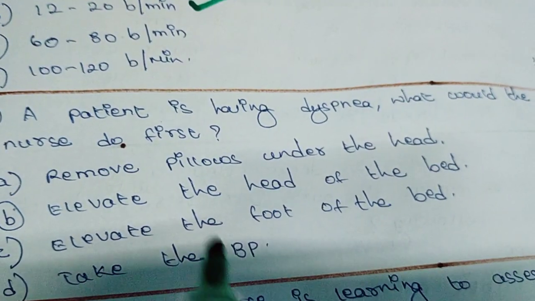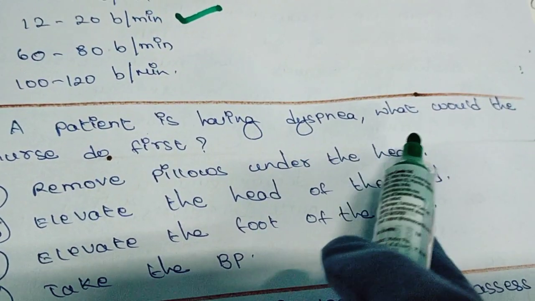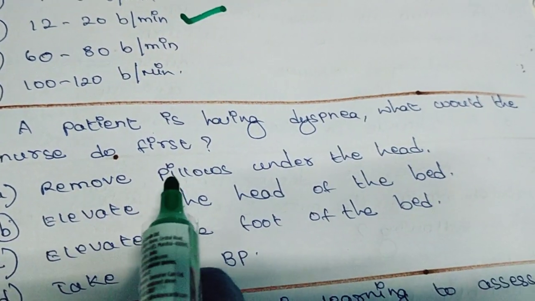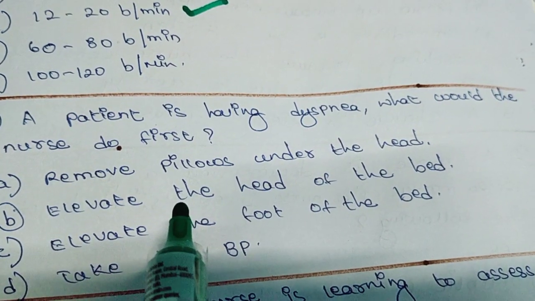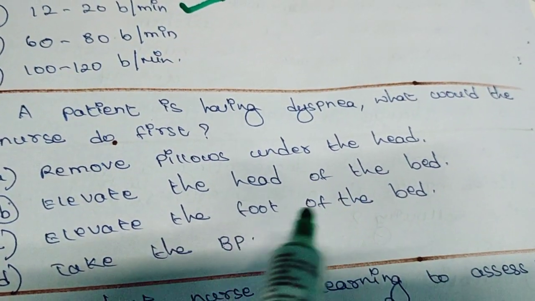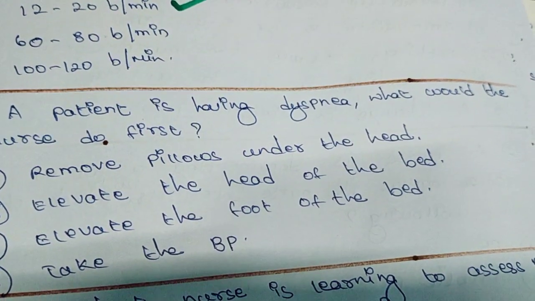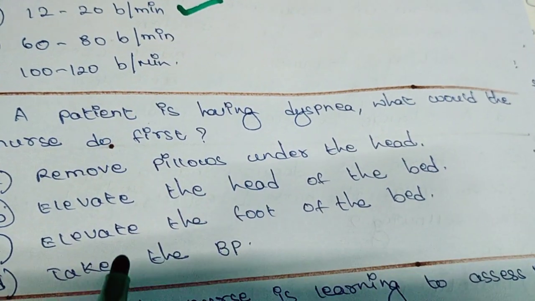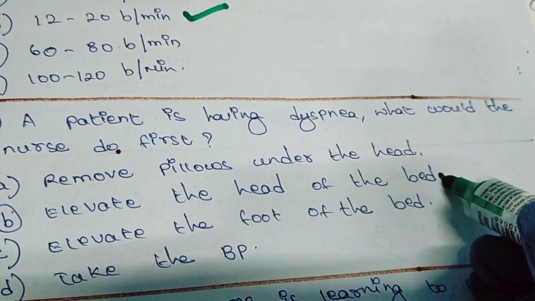The next question is, a patient is having dyspnea. Dyspnea is difficulty in breathing. Which would the nurse do first? So if the patient is having difficulty in breathing, what is your first action? Remove the pillows under the head, elevate the head of the bed, elevate the foot of the bed, or take the BP. What will you do first? These 3 actions are not going to help. The right action to be taken is elevate the head end of the bed.